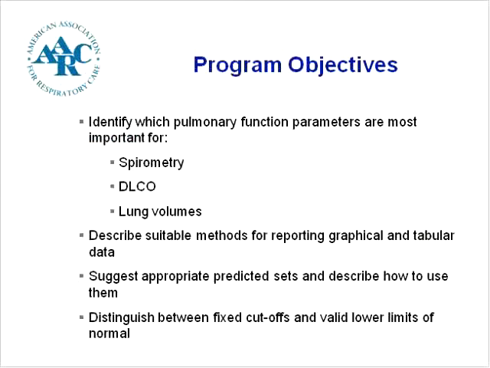Upon completion of this AARC webcast, participants will be able to identify which pulmonary function parameters are most important for spirometry, diffusing capacity, and lung volumes. They will also be able to describe suitable methods for reporting graphical and tabular data. Thirdly, they will be able to suggest appropriate predicted sets and describe how to use them. And finally, distinguish between fixed cutoffs and valid lower limits of normal.